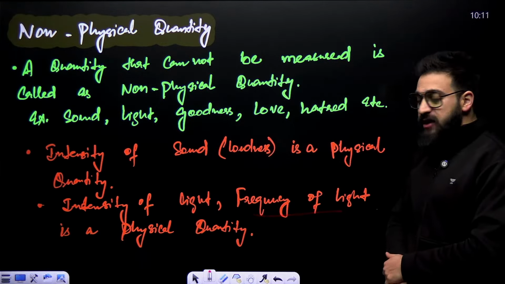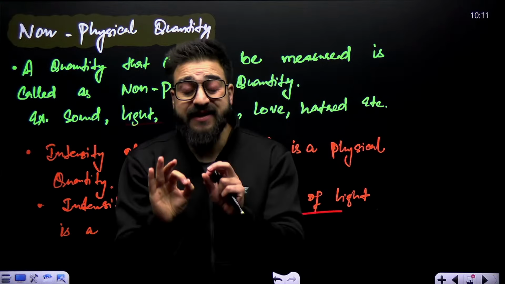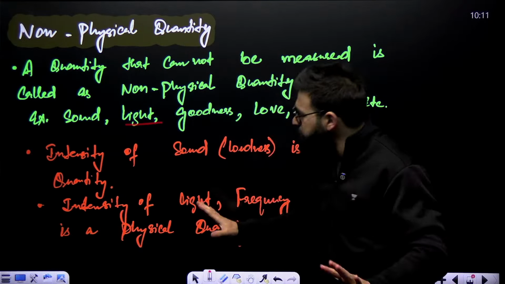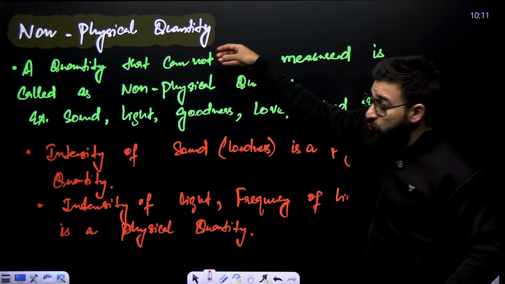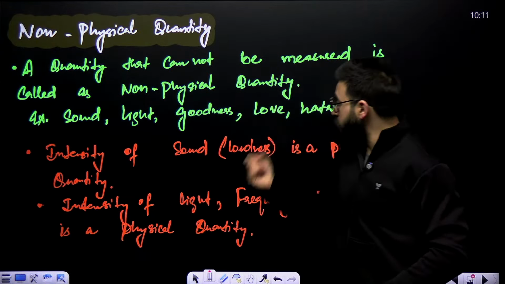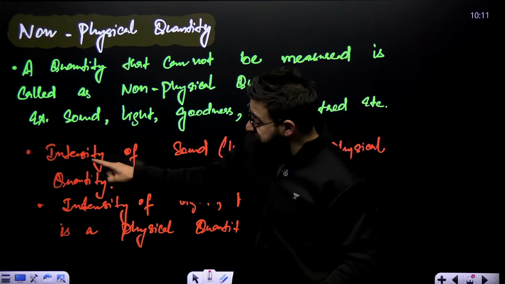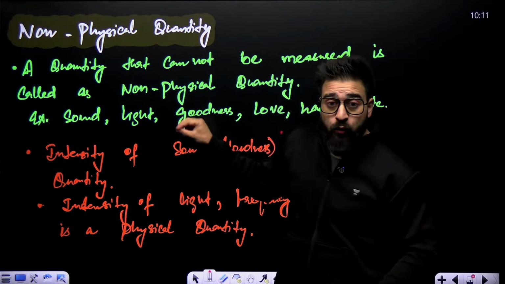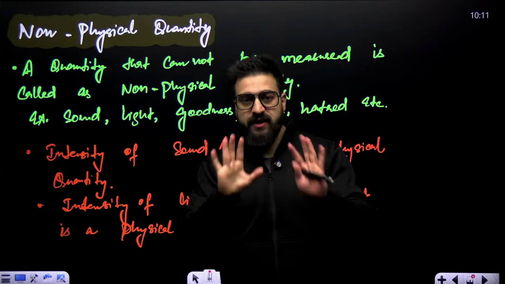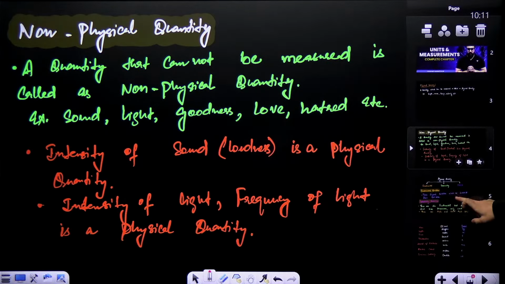Frequency is a physical quantity. But when it comes to light as a whole, it is a non-physical quantity. Simply, that quantity which we cannot measure is what we call a non-physical quantity. Goodness, love, hatred, sound, light. But when it comes to the intensity of sound and light, that is a physical quantity. I hope this is crystal clear to each and every single student.